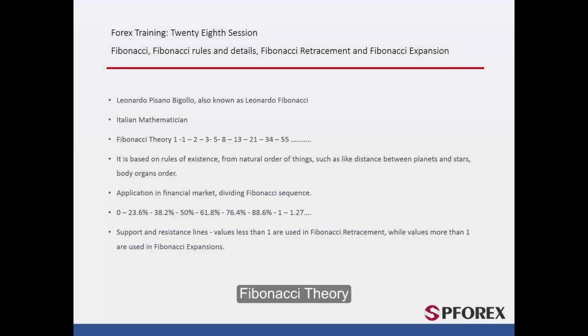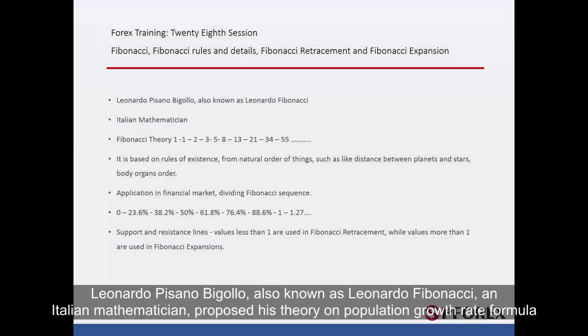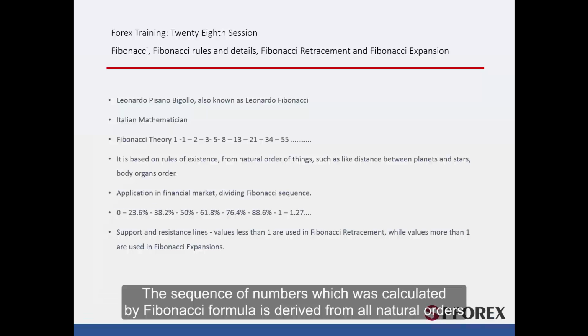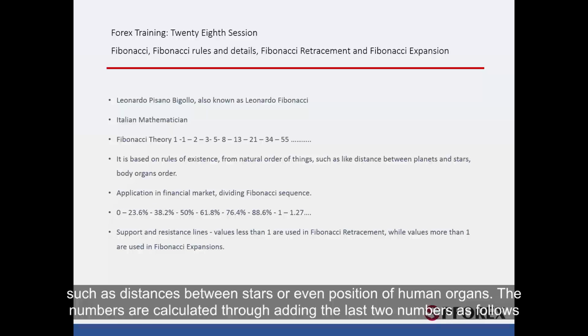Fibonacci Theory. Leonardo Pisano Bigolo, also known as Leonardo Fibonacci, an Italian mathematician, proposed his theory on population growth rate formula. The sequence of numbers, which was calculated by Fibonacci formula, is derived from all natural orders, such as distances between stars, or even position of human organs.